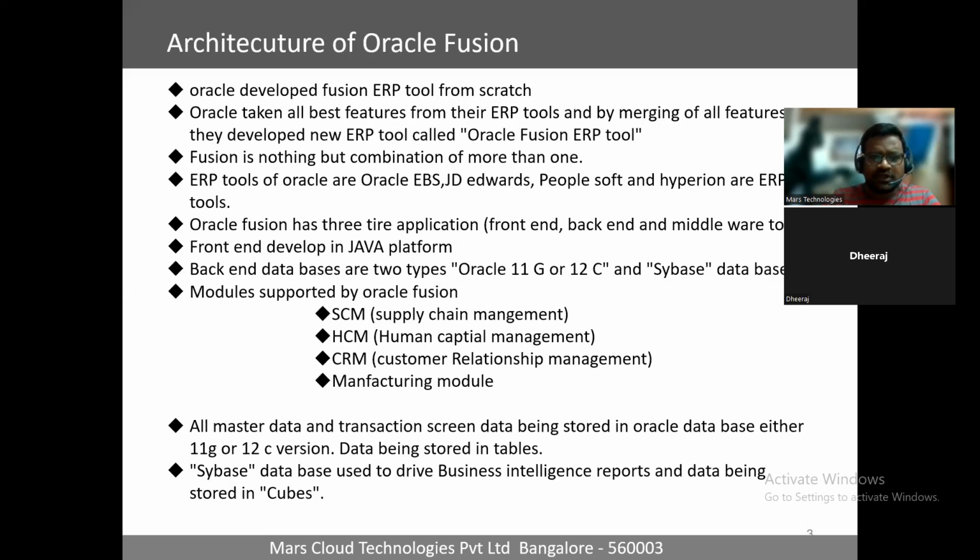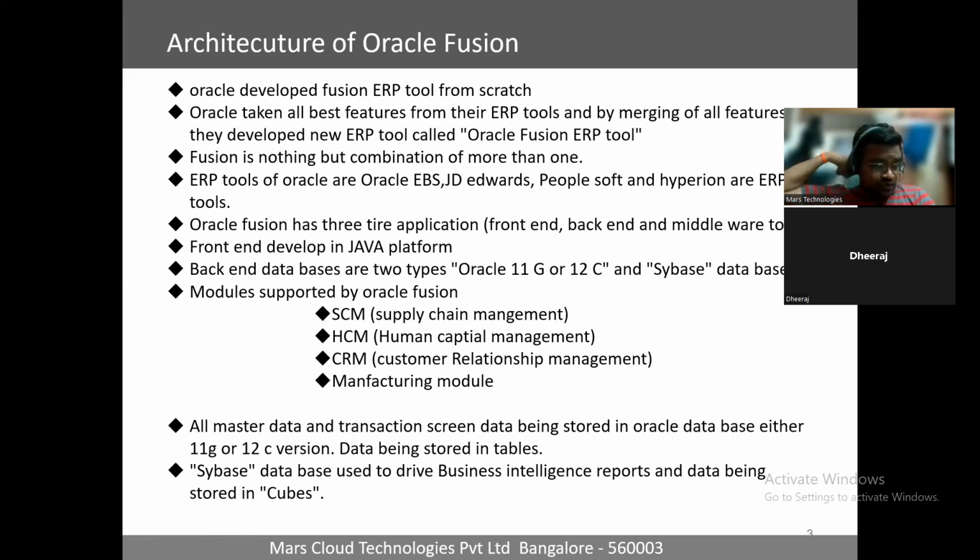Okay. So this is the architecture. Earlier architecture was a two-tier architecture, but our architecture is a three-tier architecture here. So this is the history of our Oracle Fusion, how it came into the market. Earlier ERP tools, if you see here at the fourth point, we have Oracle EBS, JD Edwards, PeopleSoft, and Hyperion. These are the old ERP systems of Oracle. From those ERP systems, they pulled the best features. From scratch, Oracle Fusion has been developed with different modules.